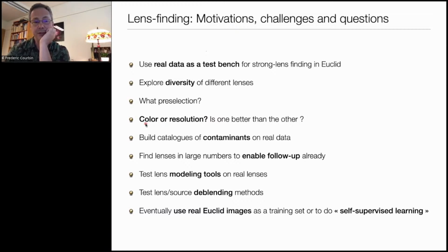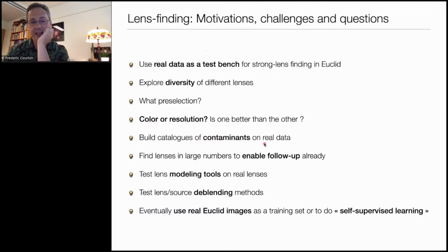So we have also, you know, DES has color, Cephis has resolution. So we could compare the two surveys. Actually, we find that resolution is really key. So that's good news for Euclid. So resolution is better. It's better to have high resolution single band images than color images.